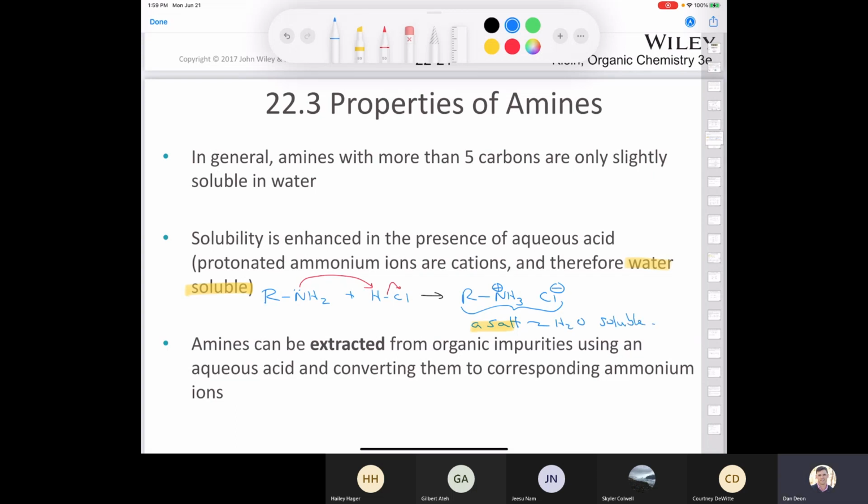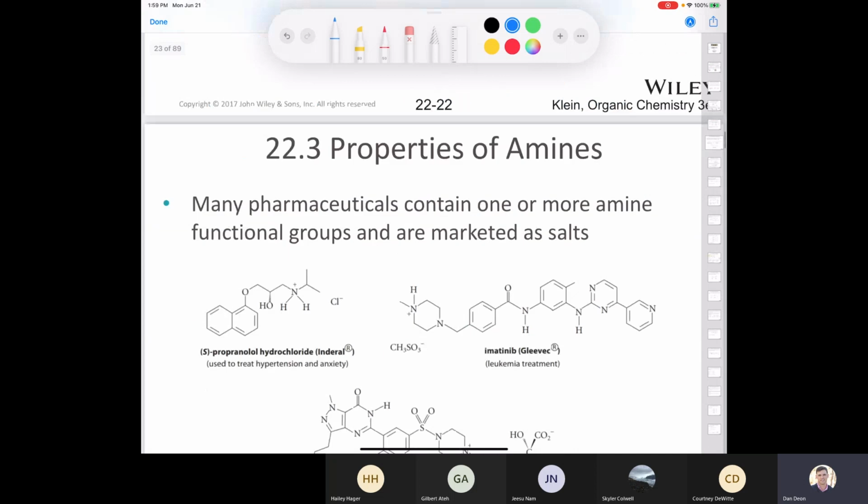All right. So amines can be extracted from organic impurities using an acid and converting them into ammonium ions. In fact, this is something that you would do normally in the wet lab. If you take the chemistry 3102 lab, you learn how to separate an acid compound. You actually do the extraction of a carboxylic acid, an amine, and a neutral compound, just an alkyl compound. So, a neutral, an acid, and a base. Anyhow, that's neither here nor there for today.